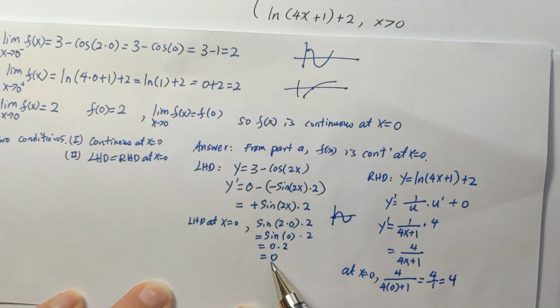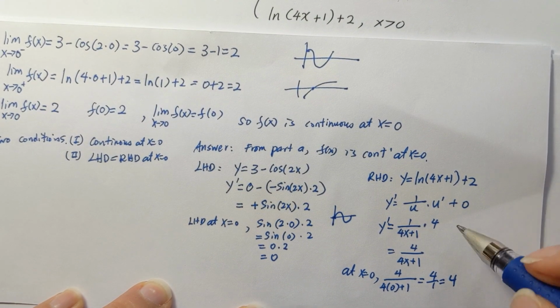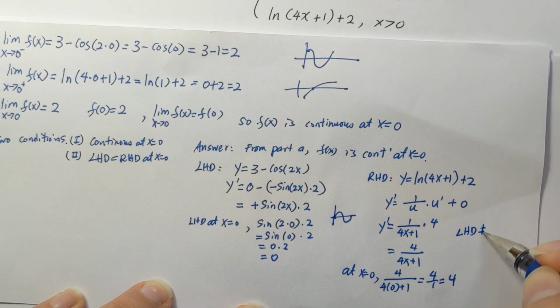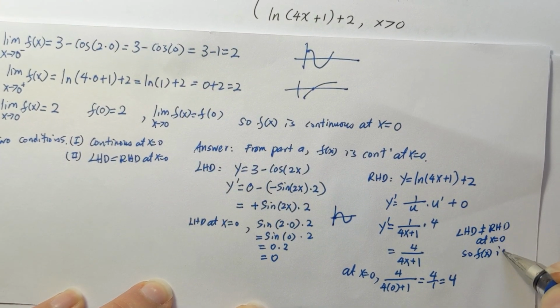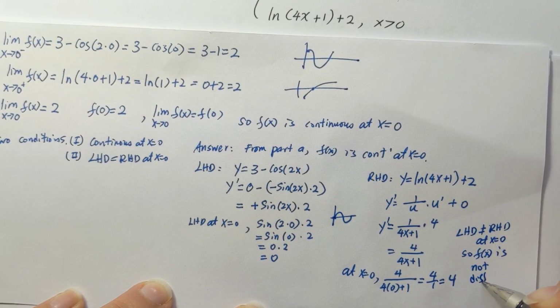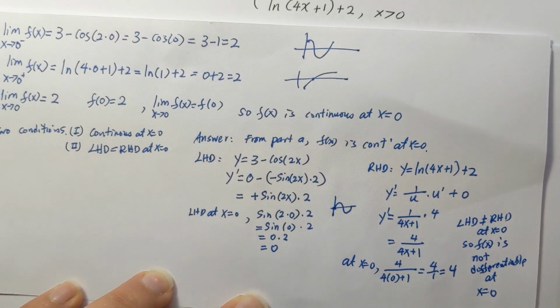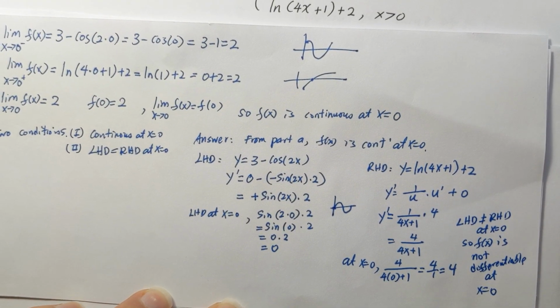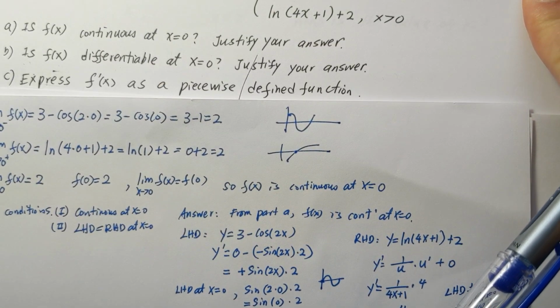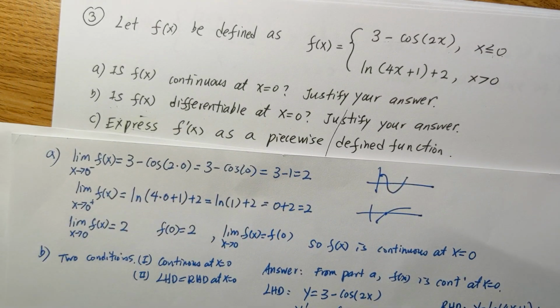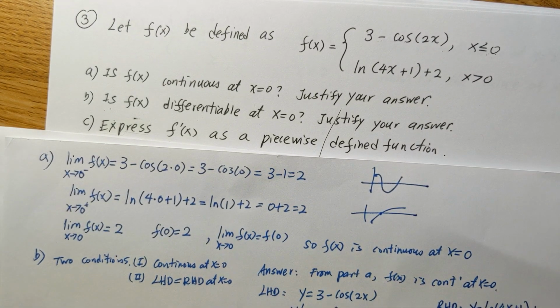So now we have the left hand slope and right hand slope. They are not equal. So we say the left hand derivative is not equal to the right hand derivative at x equals 0. So f of x is not differentiable at x equal to 0. Because the left hand derivative is not equal to the right hand derivative, therefore it's not differentiable. Now let's go to part C. Part C is to express f of x as a piecewise defined function.